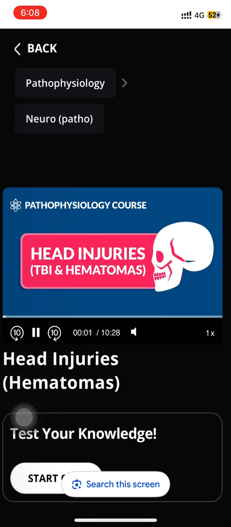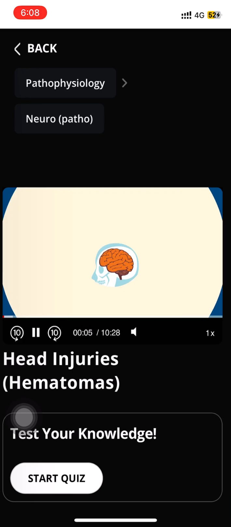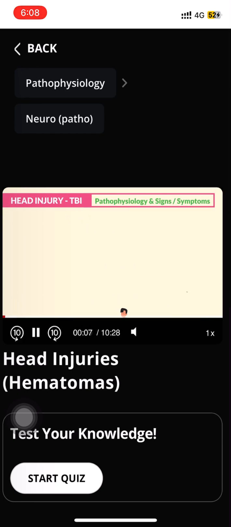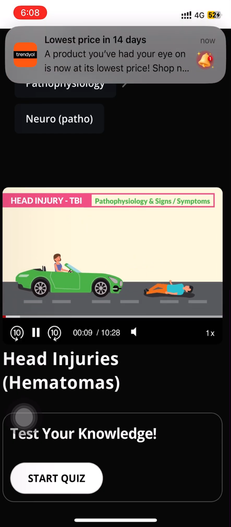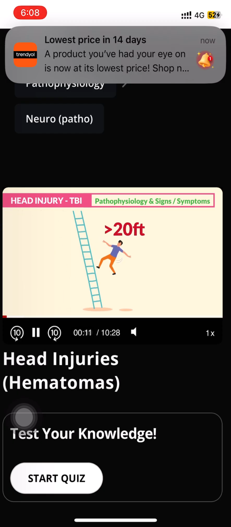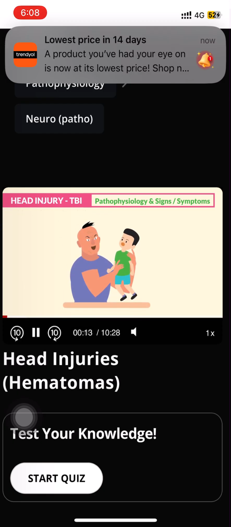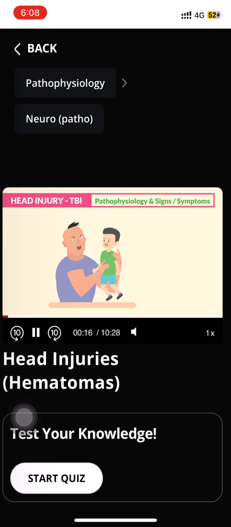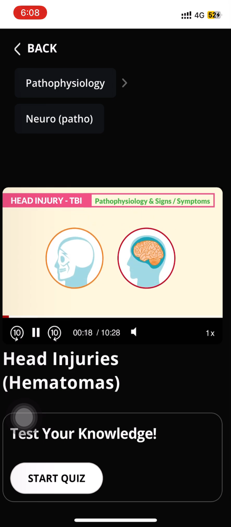Now for head injury, also called TBI, traumatic brain injury, caused by any injury to the head, from a motor vehicle accident to falls greater than 20 feet, and even child abuse from shaken baby syndrome. Now the pathophysiology and signs and symptoms are pretty simple. We have both open and closed head injuries.